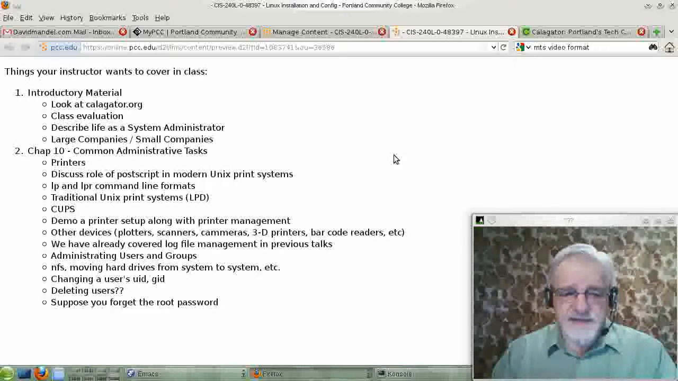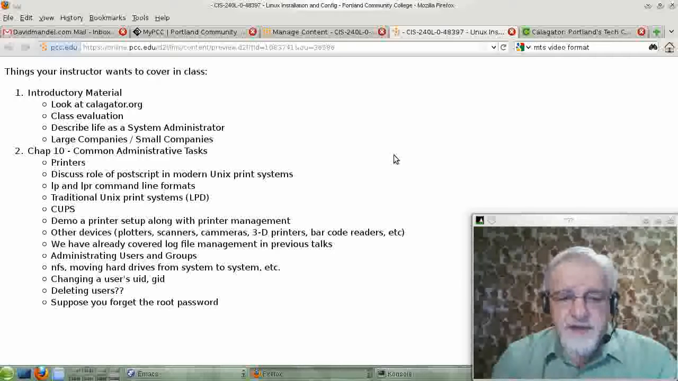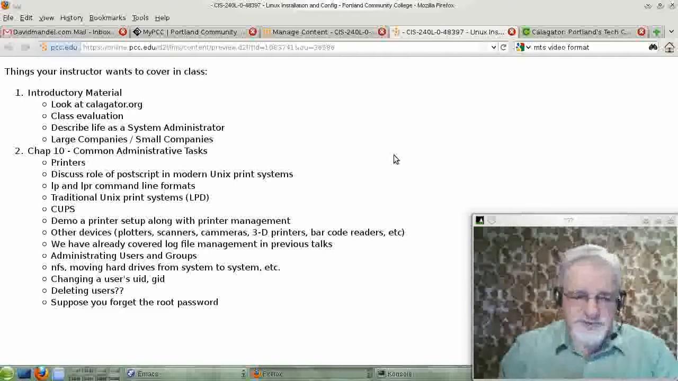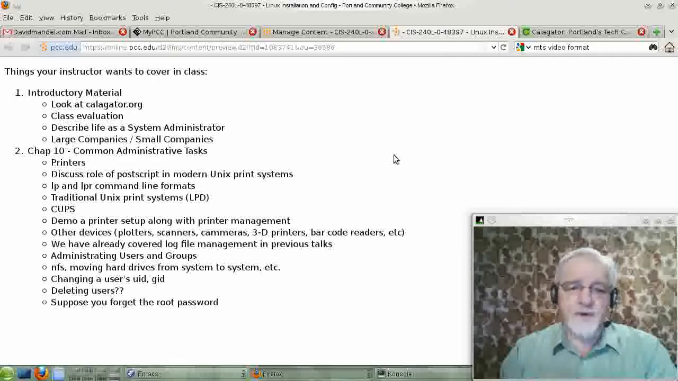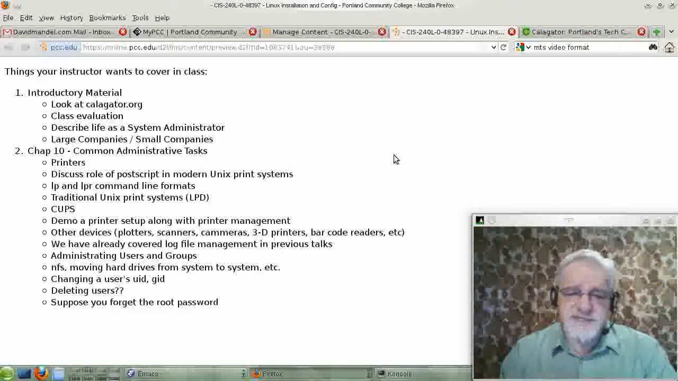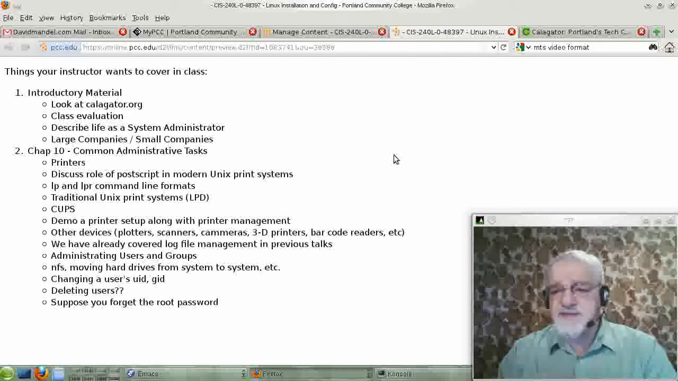The other thing is Chapter 10 talks about common systems and common administrative tasks. So I should say a little bit about what life as a Unix systems administrator is like. There is no one life as a Unix systems administrator. The jobs vary, as most jobs vary, so it's hard to describe it in one term. But fundamentally, what a Unix systems administrator does is to look after the Unix systems, or sometimes the PC systems, and to do anything that's needed that is associated with those systems.